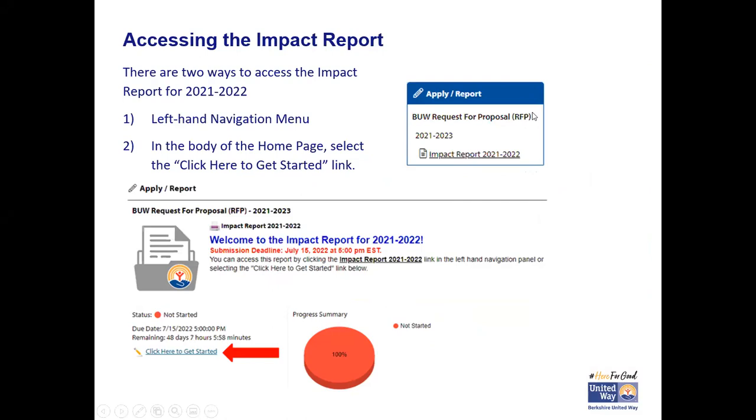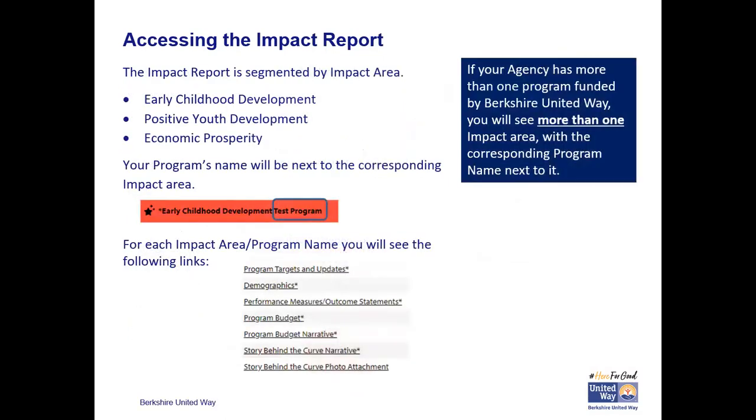So there are two ways to access your impact report, the left-hand navigation menu where there's a link on the side, and then the apply report section in the body of the home page, where it'll actually give you a nice little pie chart as to how complete you are in your report, or if you haven't started yet, you can click here to get started on your impact report. Both ways take you to the impact report and the landing page. We'll do a live demo in just a second.